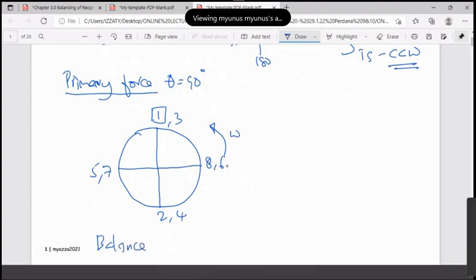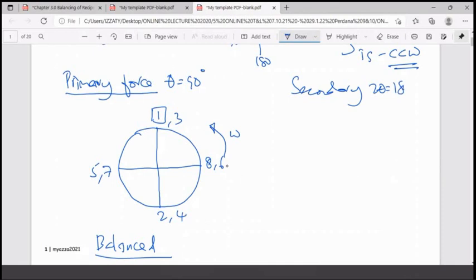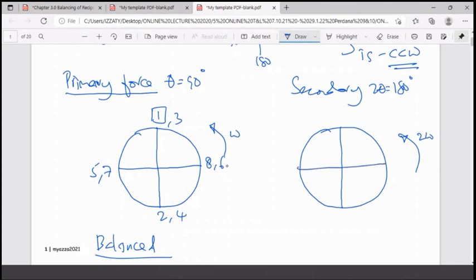Yes, balance. Thank you. It is balanced. What if you have it for secondary, where you have 2 theta equal to 180 degrees? So construct another one. Now it is not omega, but 2 omega. Put it here. Doesn't matter. This one is your reference.